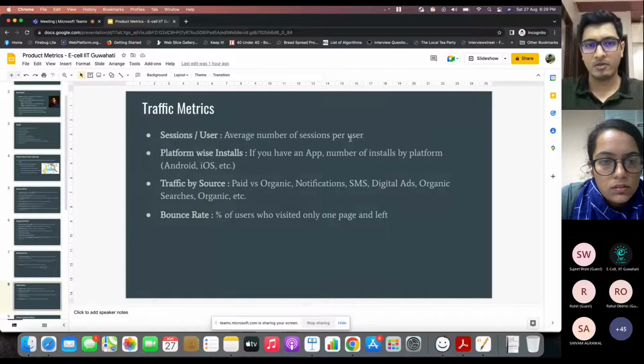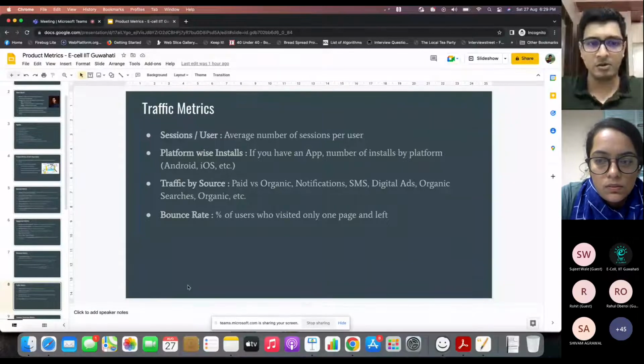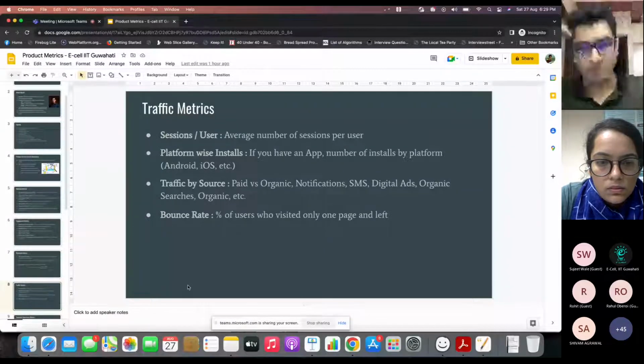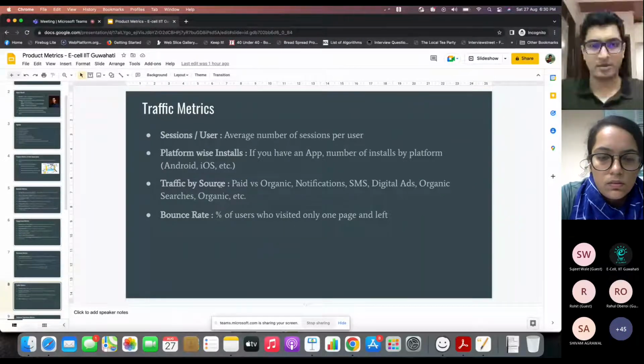And then of course, platform-wise installs, right? You might be running some paid marketing campaigns to drive app installs, or you might be doing social media marketing or organic marketing in order to drive app installs. So app installs is another indicator of how you are growing as a business, right? So you track the number of app installs by platform: Android, iOS, let's say a watch app as well, TV. Then traffic by source, right?